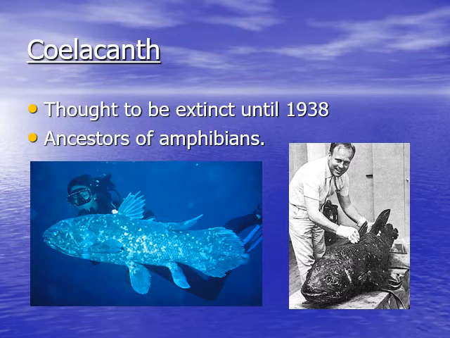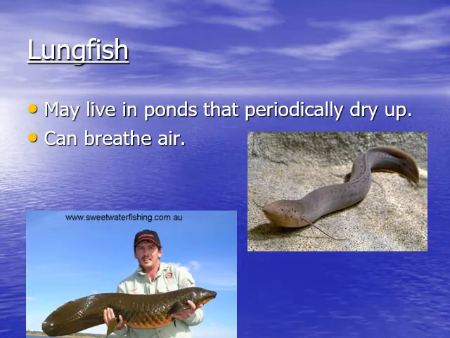Also, when we look at the genetics of the coelacanth and compare it to the amphibians, we find that they are very similar. So we think that this might be one of the ancestors to organisms that started to walk on land a very long time ago.